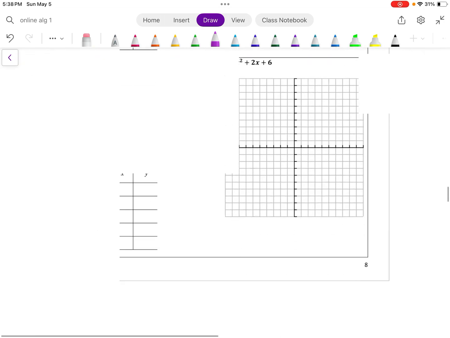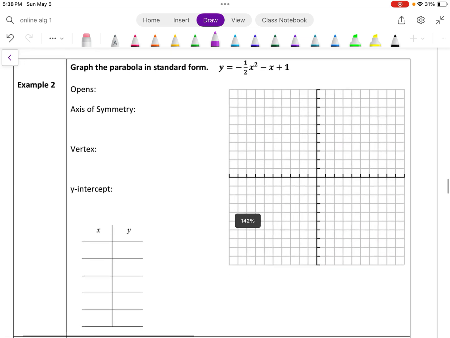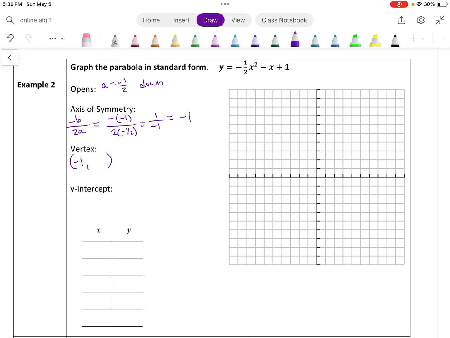And then let's try another example. We're going to do 2 more examples to make sure we understand everything that's going on here. Okay, so y equals -1/2 x squared minus 1x plus 1. A is -1/2 so I know this is going to open down. Then my axis of symmetry, -b divided by 2a. Well, that becomes a -1 divided by 2 times -1/2 which would really be a +1 divided by a -1. 1 divided by -1 is a -1.